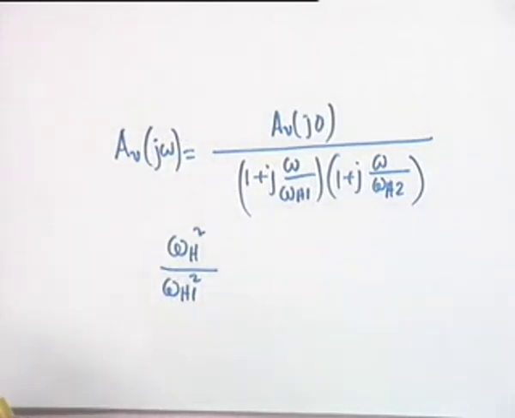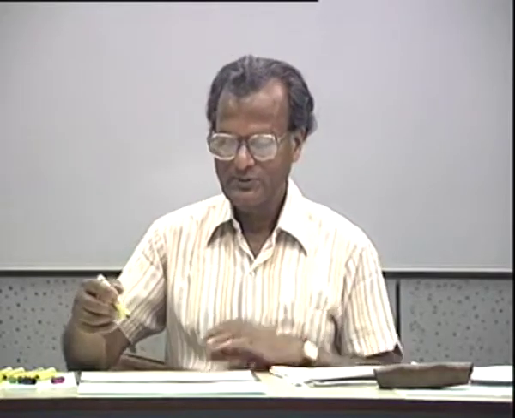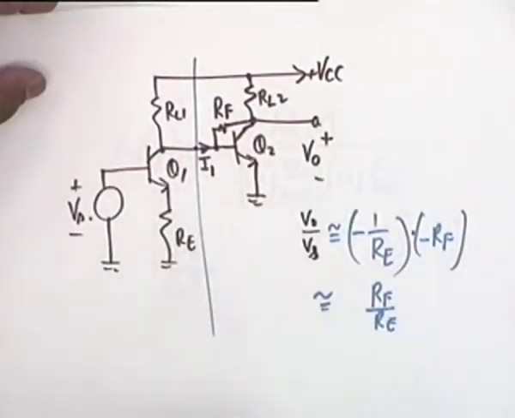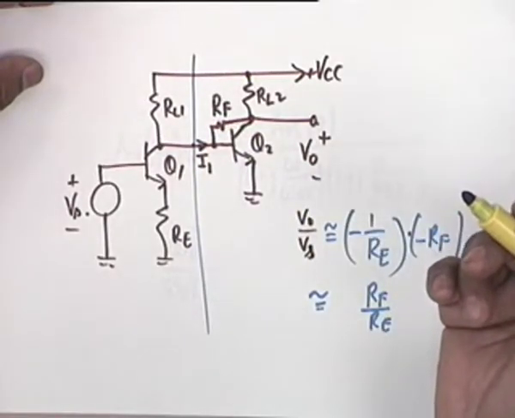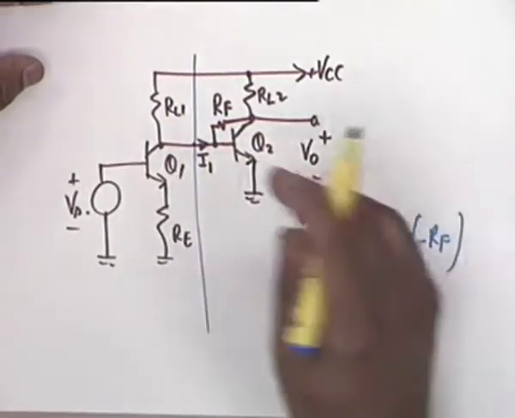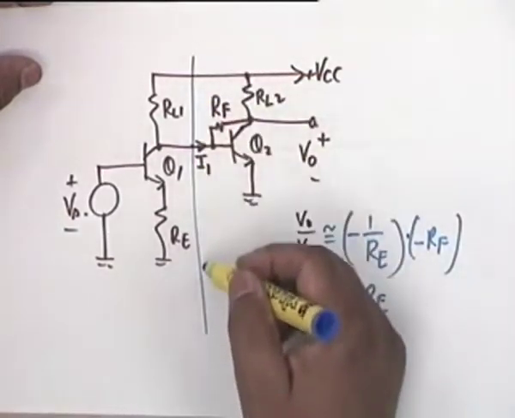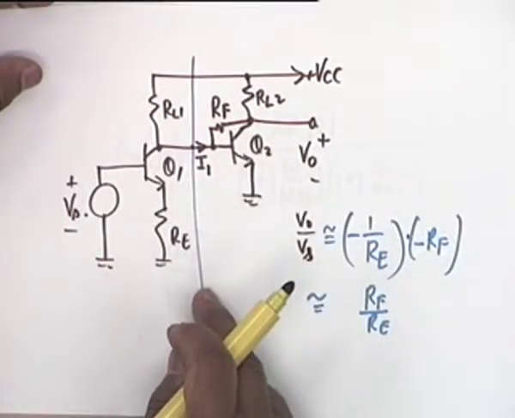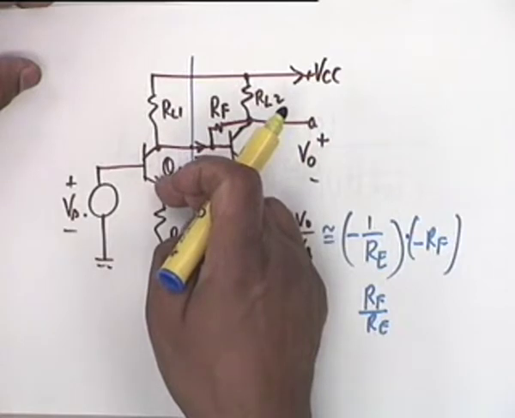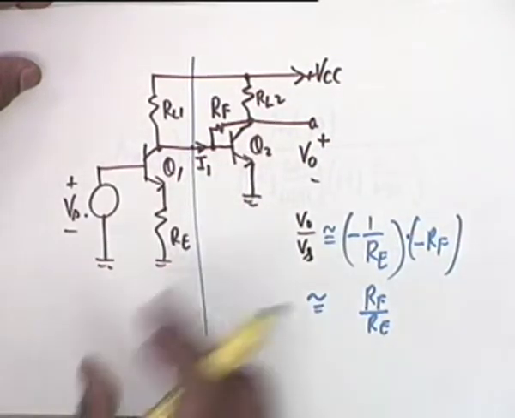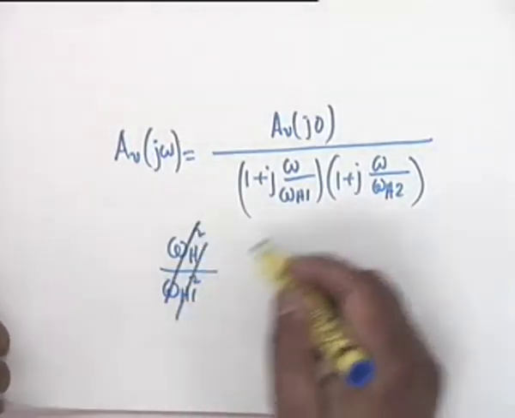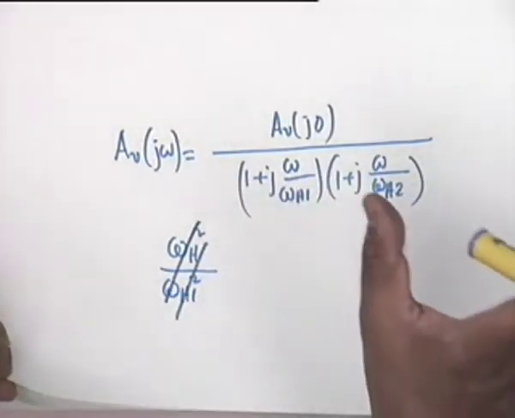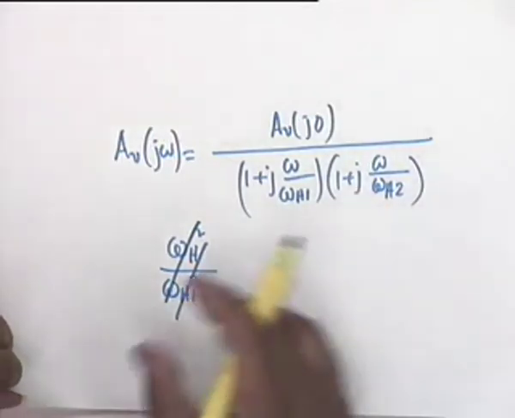Let me give you the omega h1, the cutoff frequency of this stage, the first stage, and omega h2 is the cutoff frequency of the second stage. While they are a part of this whole system, because we have taken care that there is matching here, that the output of this behaves like a current source. So they multiply.